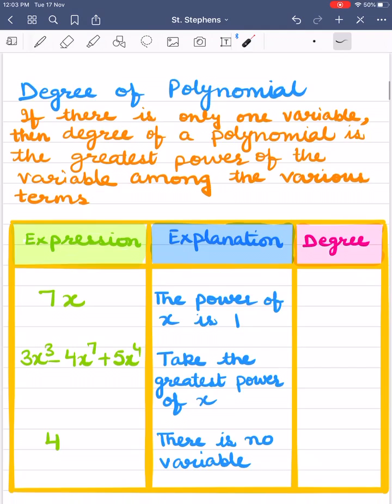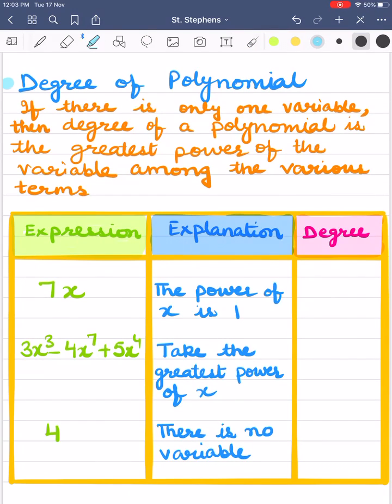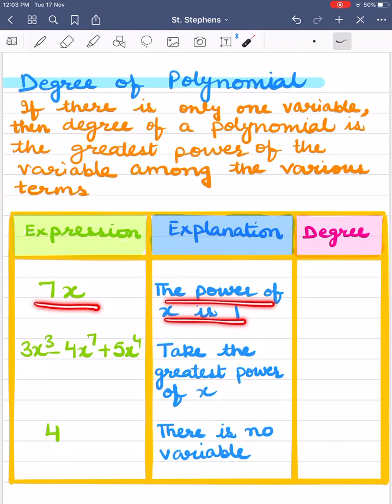Children, let's understand degree of polynomial. If there is only one variable, then degree of a polynomial is the greatest power of the variable among the various terms. Let's consider some examples. Now, first expression consists of one term, 7x, and here the power of x is 1. So, the degree of monomial is 1.